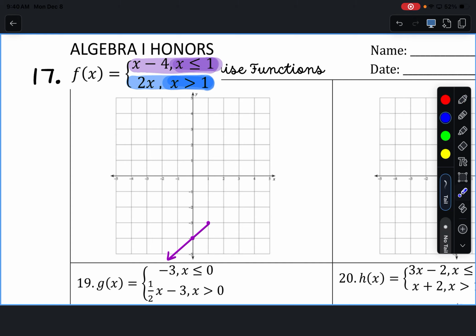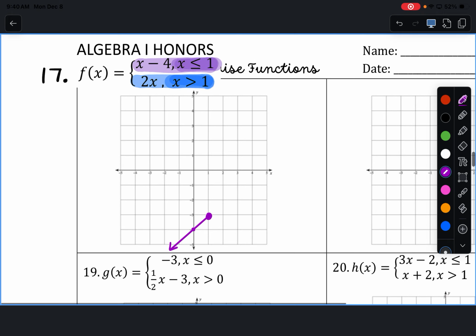And for this one, will it be open or closed circle? Closed. Remember, when it is less than or equal to, greater than or equal to, it is closed circle. You also use brackets. If it is less than or greater than, it is open circle.